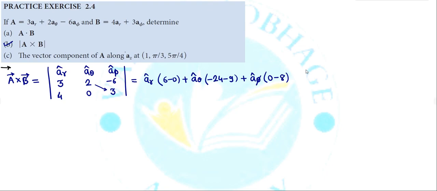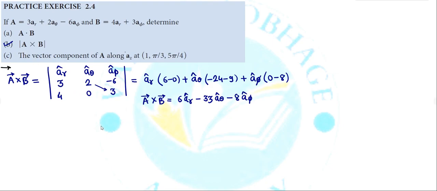Okay, and if you simplify that, you will find the cross product between vector A and vector B is equal to 6 times AR minus 33 A theta minus 8 A phi. Okay, so this is not our final answer, but why?